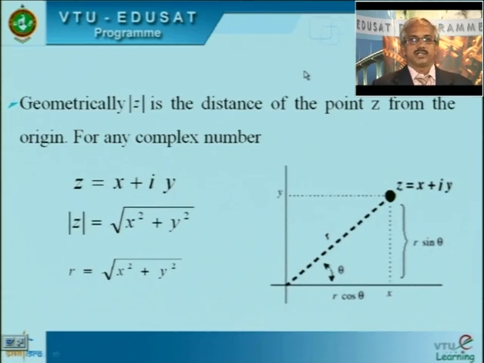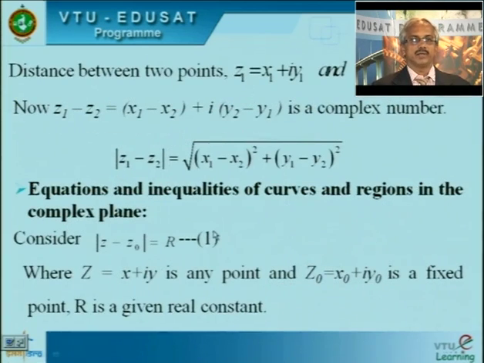Geometrically, in this representation mod z is the distance of the point z from the origin in the complex plane. So, by the ordinary triangle property, x = r cos theta and y = r sin theta. This could be expressed as mod z is equal to the square root of x squared plus y squared, where r is equal to the square root of x squared plus y squared. Once we find the distance of a point in the complex plane, we can find the distance between any two points in the complex plane.